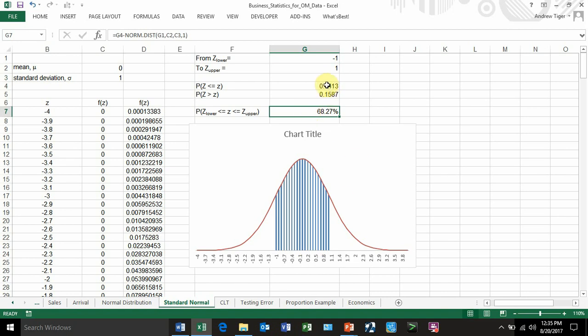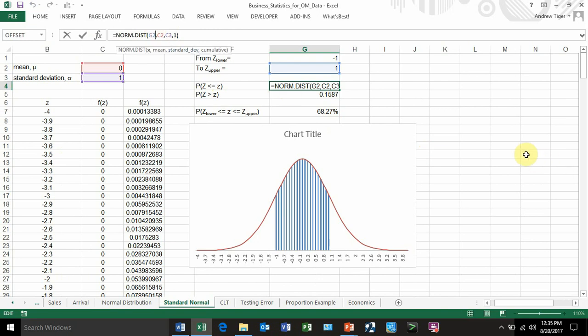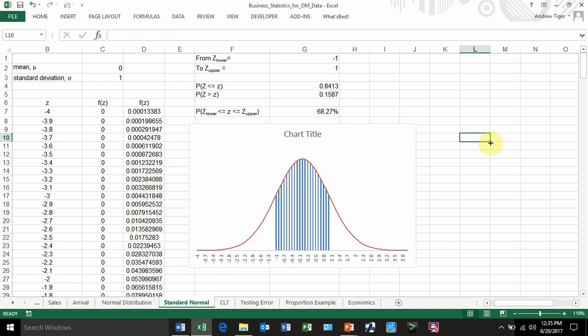The only thing I did differently versus this formula and this formula for the area to the left, I used the norm.dist, but just look, the only thing I did differently is that C2 and C3 are hard-coded to 0 and 1. Okay, again, the normal distribution, we'll look at examples of that, but that's what it is in Excel.